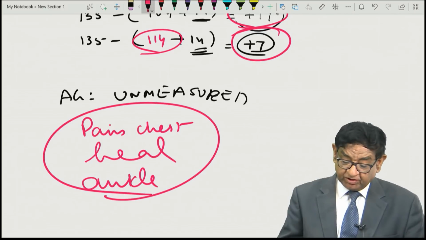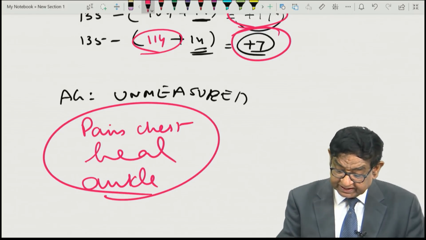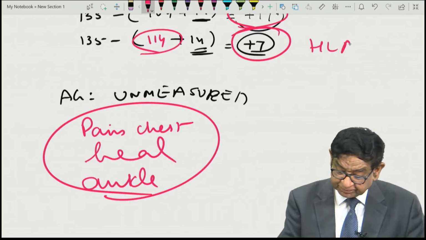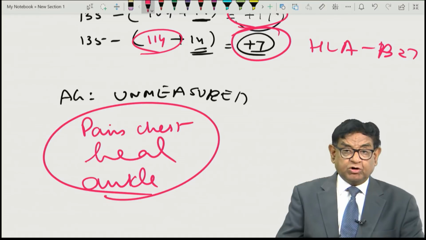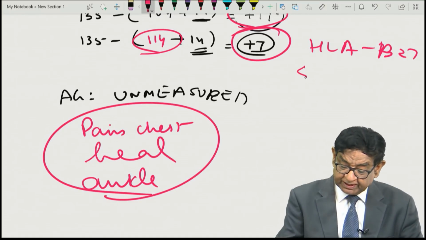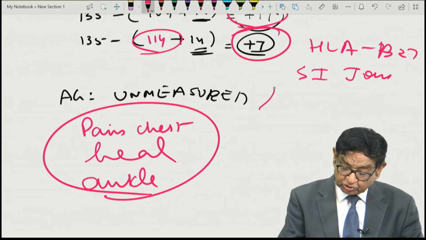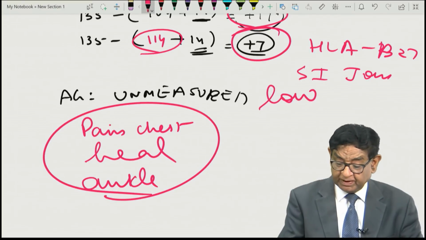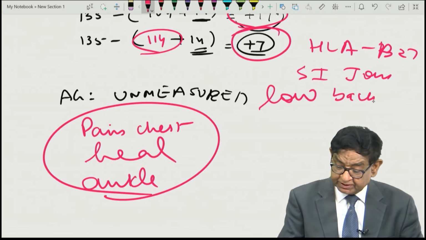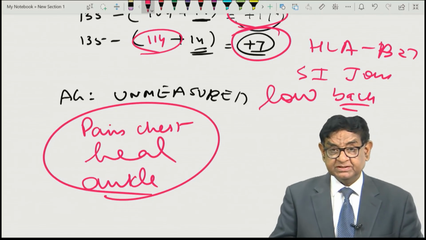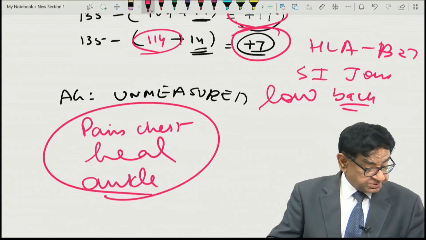Okay? And of course, in ankylosing spondylitis, HLA-B27 is positive. B27 is positive. And the commonest joint is sacroiliac joint. That's why low backache is the most common presenting feature. Low backache is the most common presenting feature of ankylosing spondylitis.